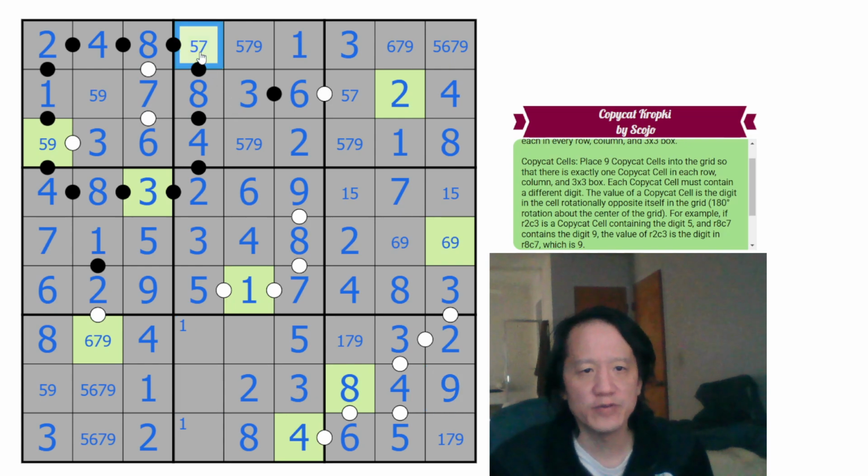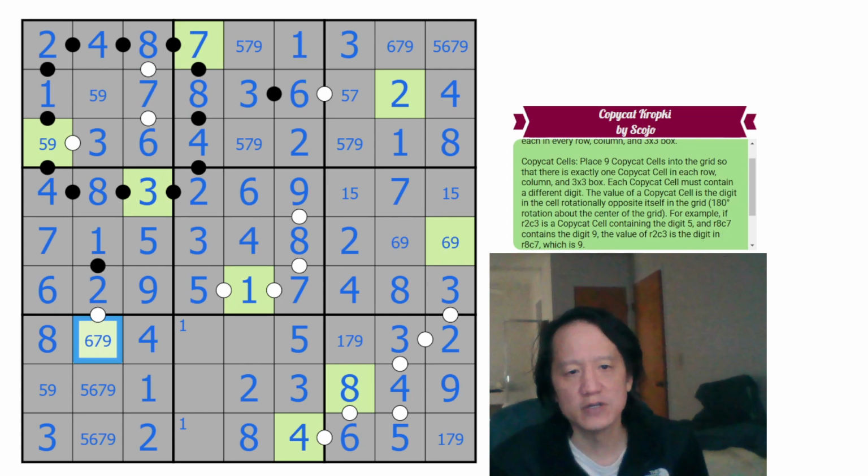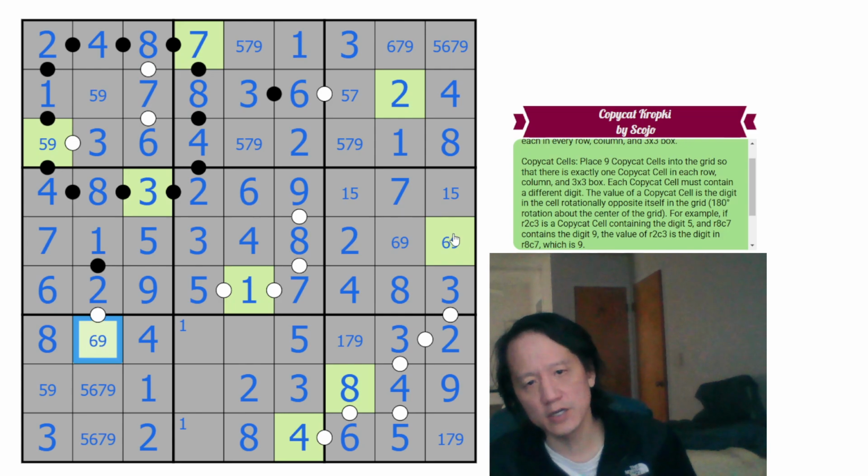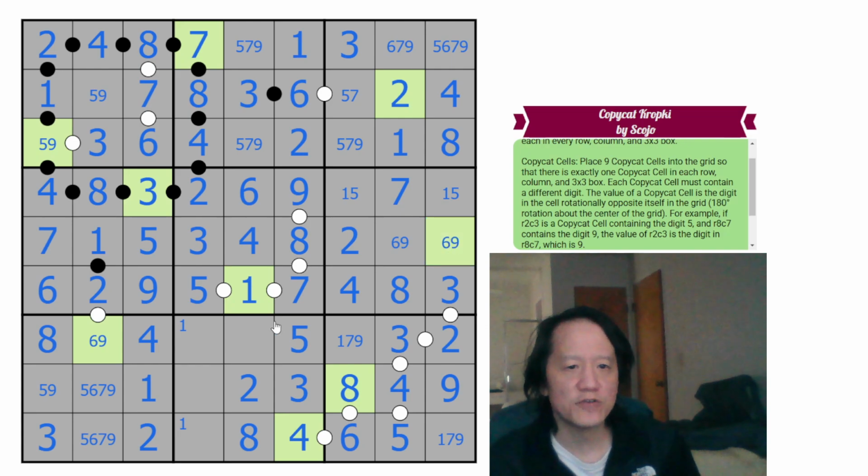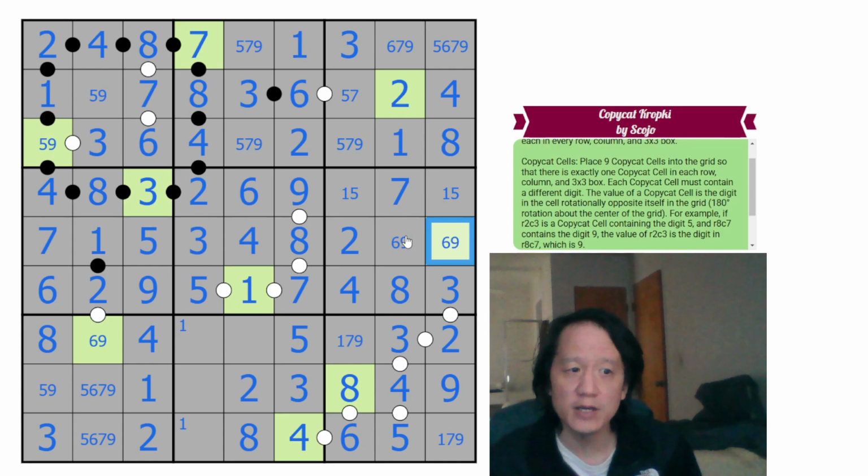This cannot be 5 here, so this must be a 7. Since this is a 7, this cannot be a 7 because every digit is unique in the copycat cells. So therefore we have a 6969 pair in the copycat cells. So there cannot be a 6 and 9 in the rest of the copycat cells. Therefore this has to be a 5. Which makes this a 9.